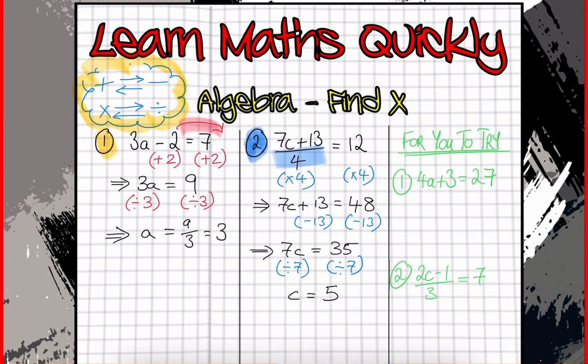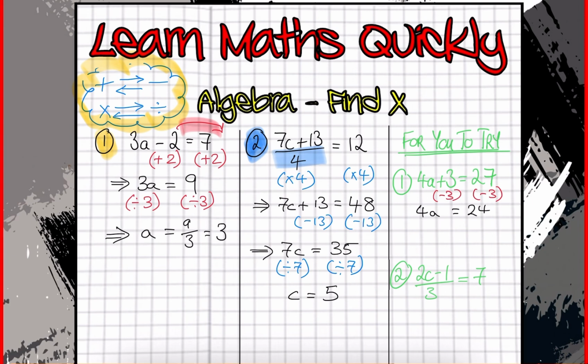Now you can pause the video here and have a little go on the green questions on the right hand side, and then I'll go through the answers in a moment. Okay, so for this one, number 1 on the green questions here, I'm going to write a little bit smaller so we can go through it a little bit easier. So we've got 4a plus 3. First thing to do is we want to get rid of that plus 3 by doing the opposite. So we're minusing 3 from both sides, which leaves us with 4a equals 24.